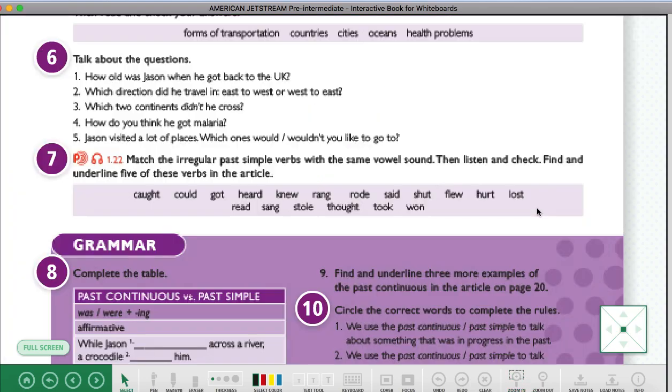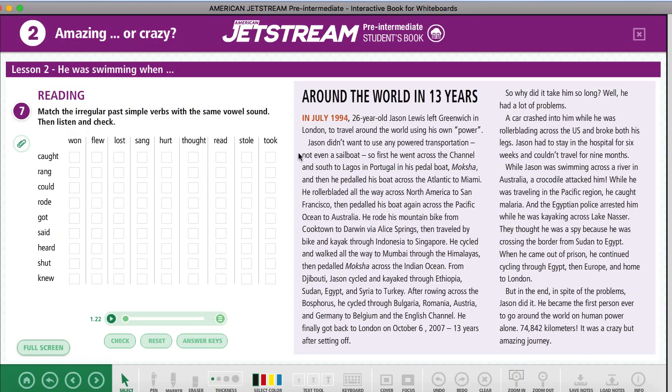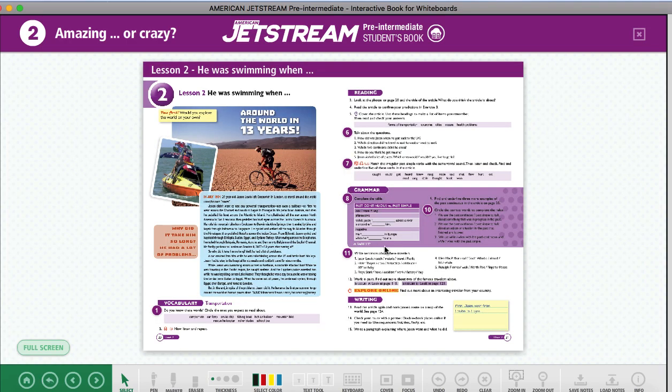Number 7 is about pronunciation, so it is really useful. Please do it. Match the irregular past simple verbs with the same vowel sound. Then listen and check. For example, cut. Cut sounds like one, I don't think so. Or like flew, I don't think so. Or like lost. Well, I don't know. So you are talking about similar sounds. For example, rode and stole, I don't know. Okay? Something like that. Well, this is about the pronunciation.